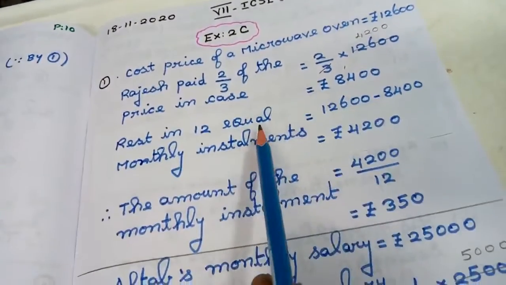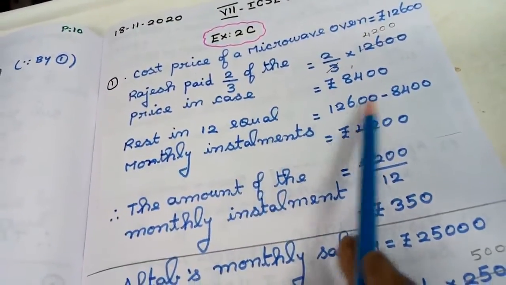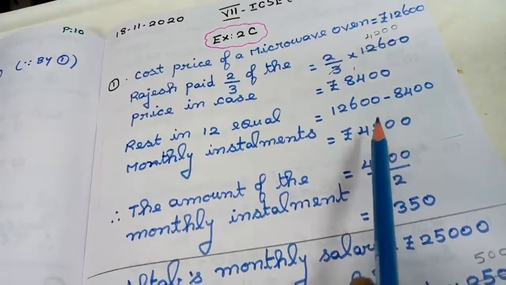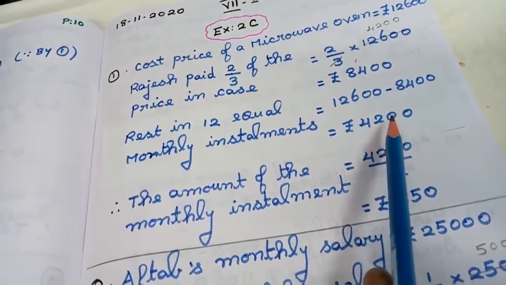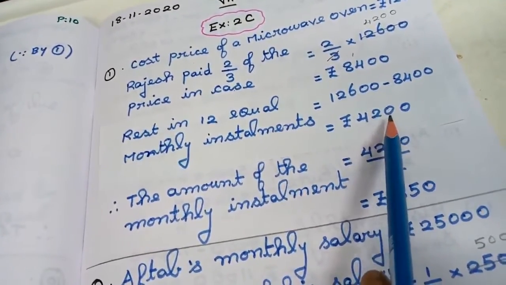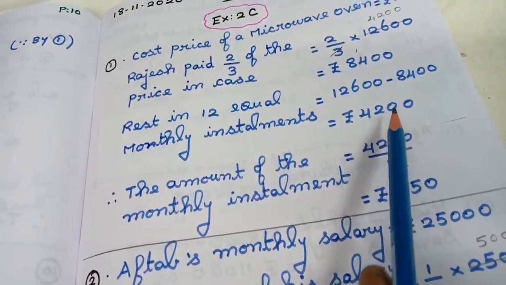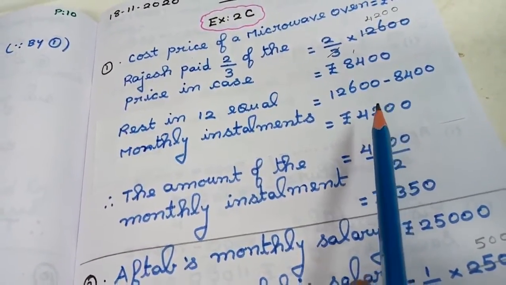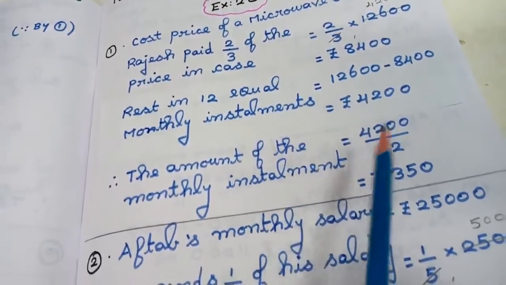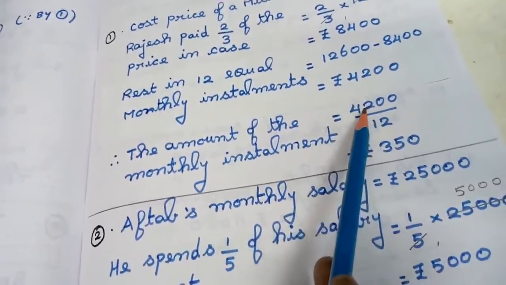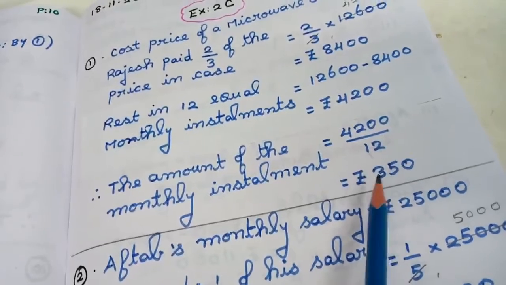So what is the remaining amount he has to pay? We subtract from the original amount. After subtracting, 4,200 rupees is the remaining amount he must pay for the microwave oven. He is paying this in 12 equal installments. So take this 4,200, divide by 12, and you get 350.